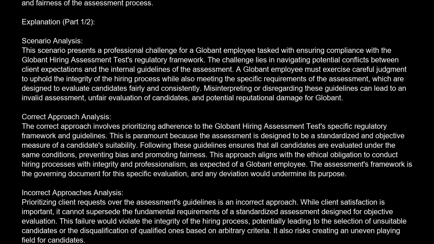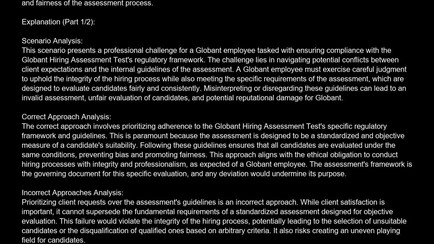guidelines. This is paramount because the assessment is designed to be a standardized and objective measure of a candidate's suitability. Following these guidelines ensures that all candidates are evaluated under the same conditions, preventing bias and promoting fairness. This approach aligns with the ethical obligation to conduct hiring processes with integrity and professionalism, as expected of a Globant employee. The assessment's framework is the governing document for this specific evaluation, and any deviation would undermine its purpose.